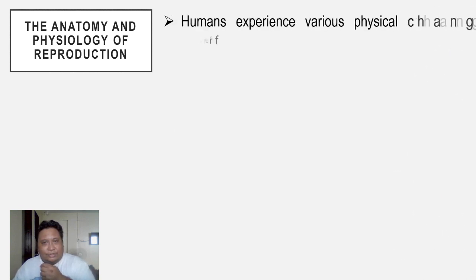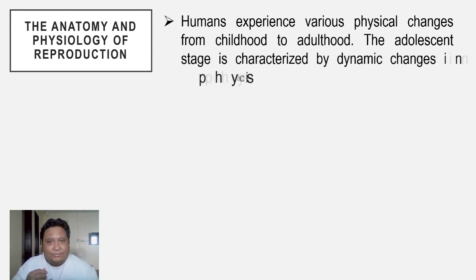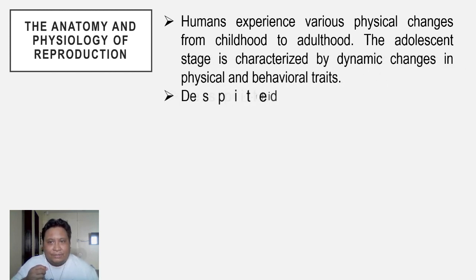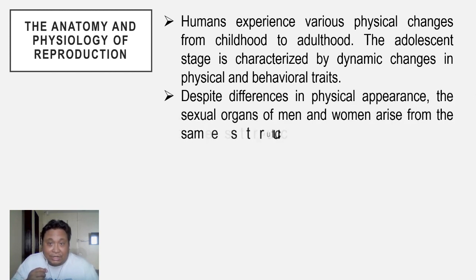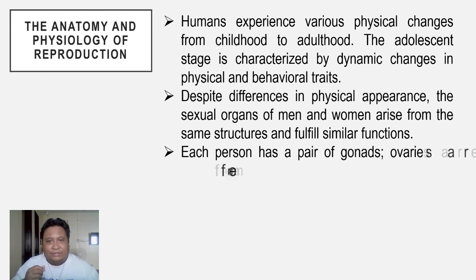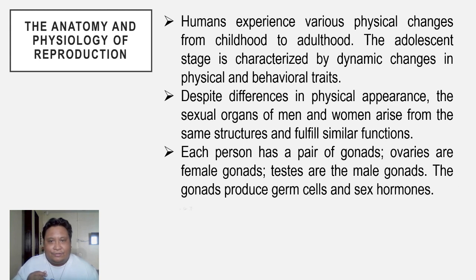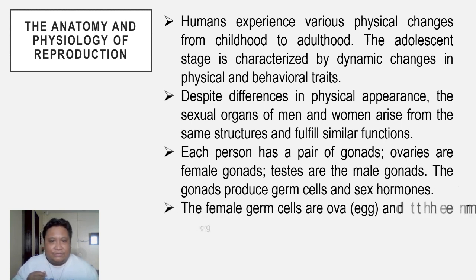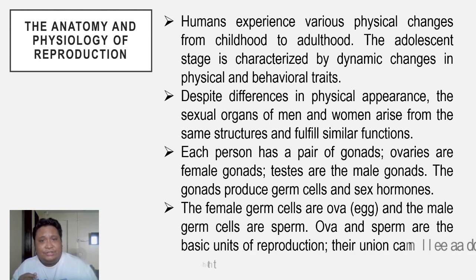Humans experience various physical changes from childhood to adulthood. The adolescent stage is characterized by dynamic changes in physical and behavioral traits. Despite differences in physical appearance, the sexual organs of men and women arise from the same structures and fulfill some similar functions.